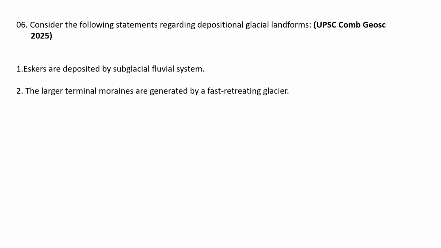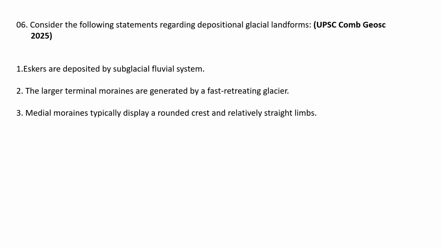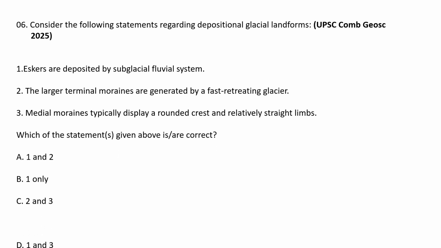2. The larger terminal moraines are generated by fast retreating glacier. 3. Medial moraines typically display a rounded crust and a relatively straight limbs. Which of the statements is correct? A. 1 and 2, B. 1 only, C. 2 and 3, D. 1 and 3.